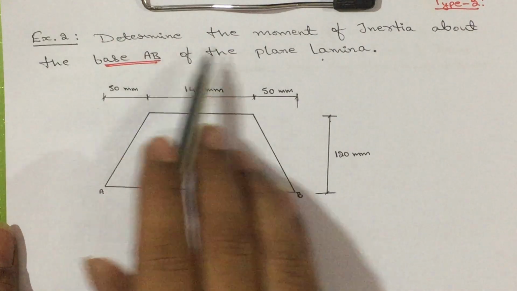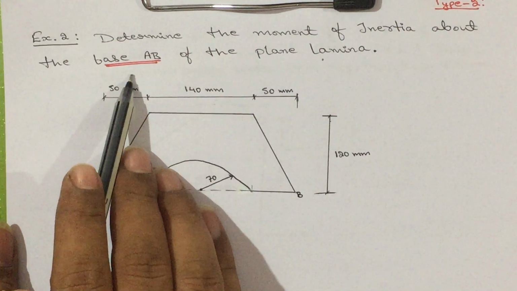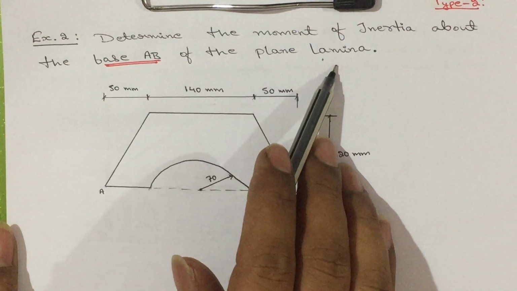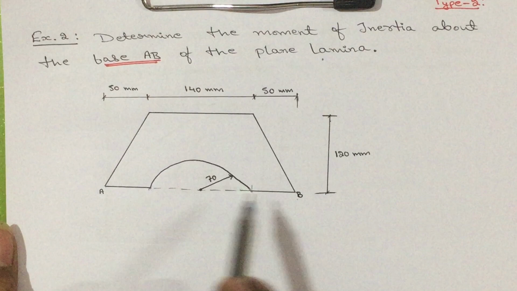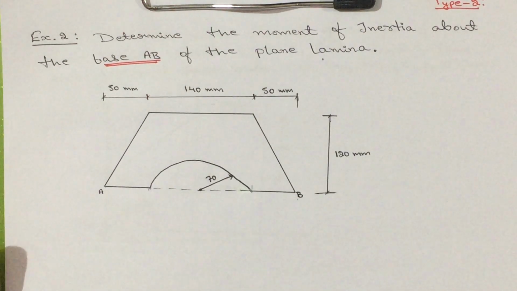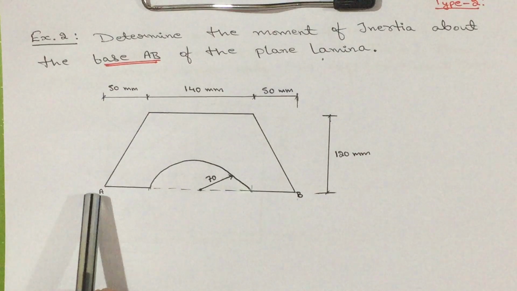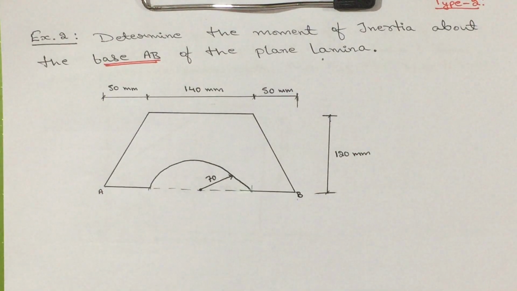Example 2, determine the moment of inertia about the base AB of the plane lamina. The figure is given, this is the base AB. With respect to this, we need to calculate the moment of inertia. So, what is our first step? The reference axis is given, that is the base AB.